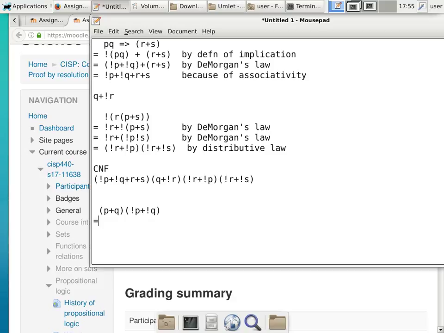Okay, obviously you have a few choices of resolution. The question is, can I resolve this to contradiction right away? Can I resolve this to false right away? What do you think?